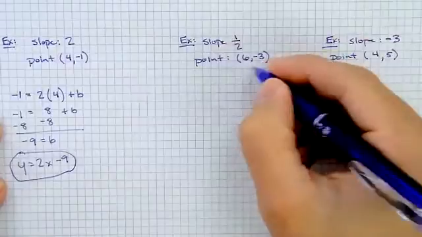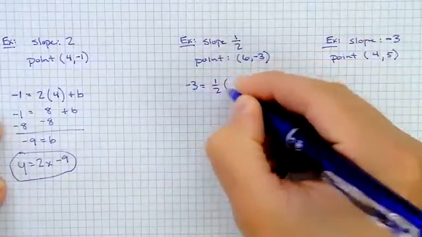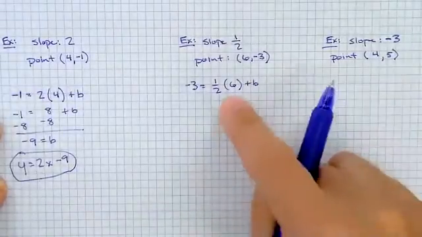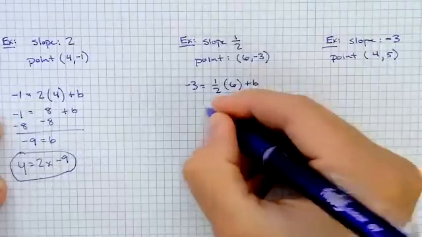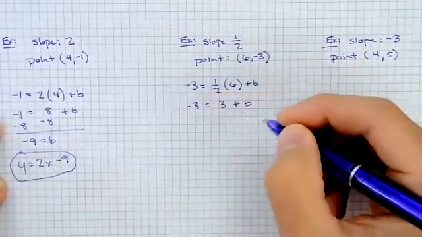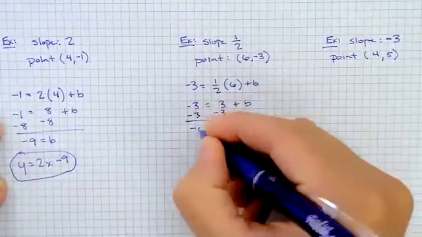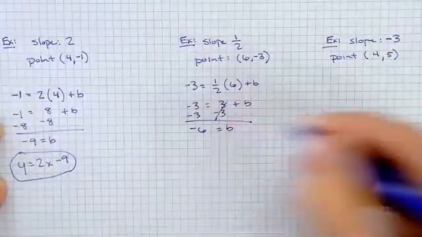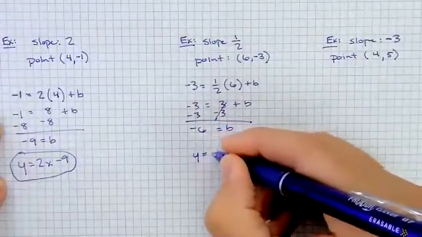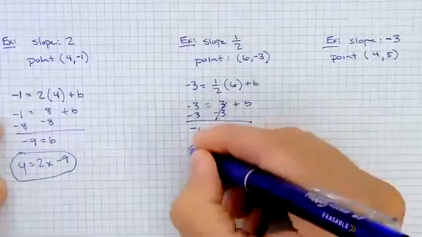Same here, my x and my y values, so -3 equals 1/2 times 6 plus b. Half of 6 is 3. I have -3 equals 3 plus b. Subtract 3 from both sides. Get a b value of -6. So I get y equals 1/2 x minus 6.